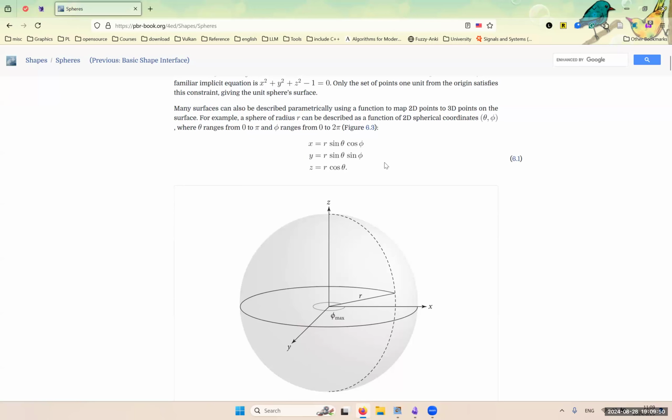I just remember that there were two different notations for these spherical coordinates, and they're exactly opposite. So we need to be careful about what notation PBRT uses.